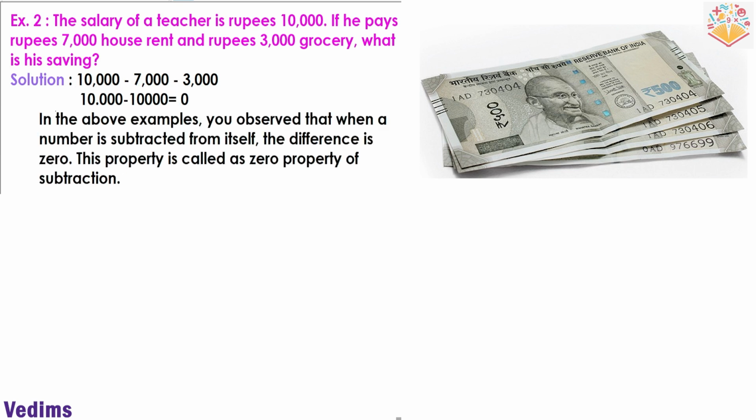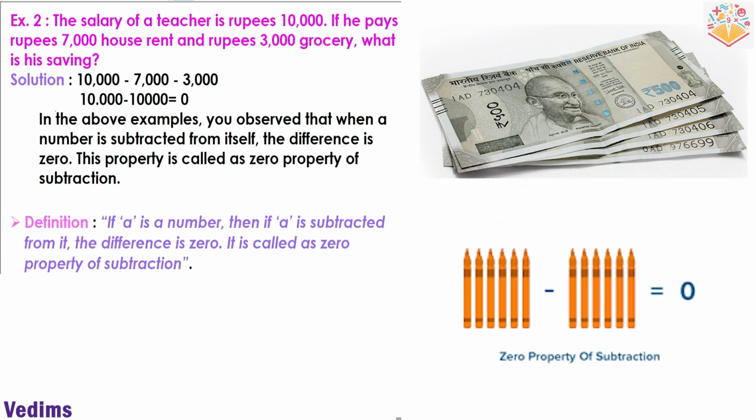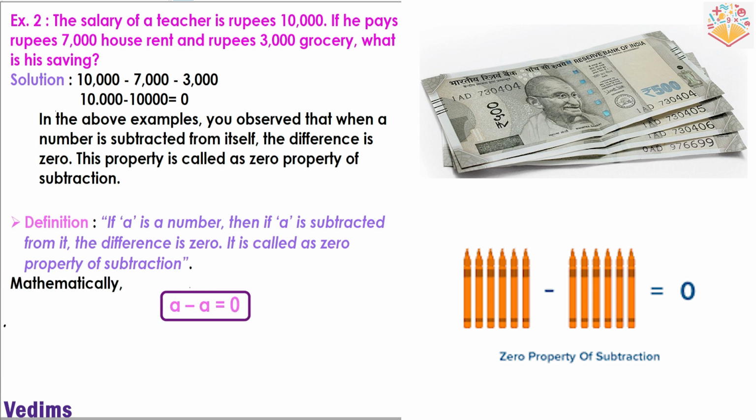In the above examples, you observed that when a number is subtracted from itself, the difference is 0. This property is called the zero property of subtraction. Let us define it. If a is a number, and a is subtracted from it, the difference is 0. It is called the zero property of subtraction. Mathematically, a minus a is equal to 0.